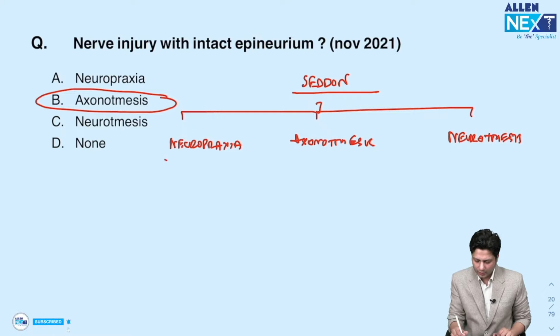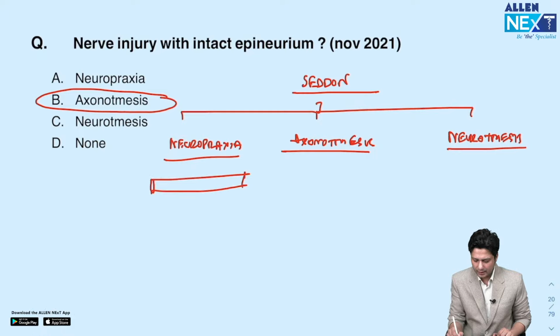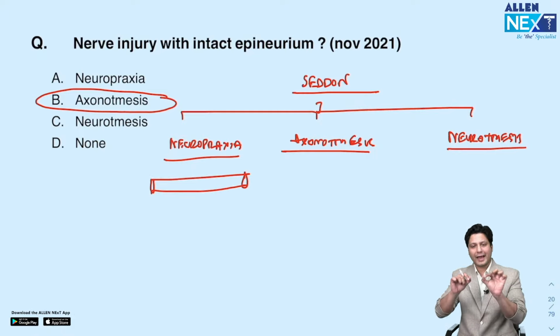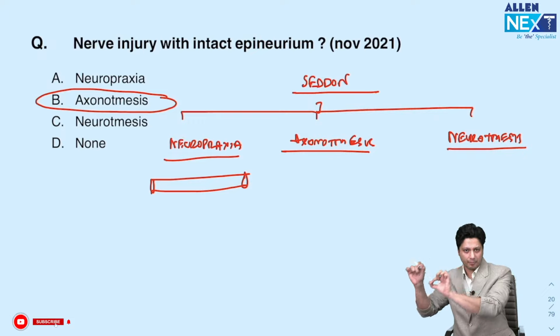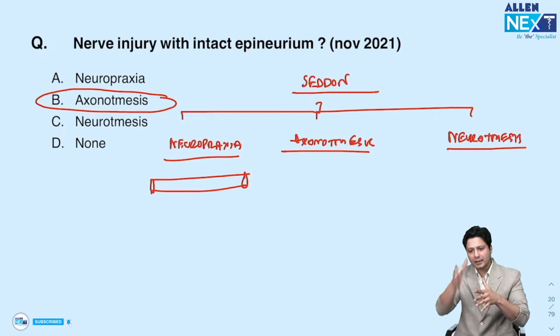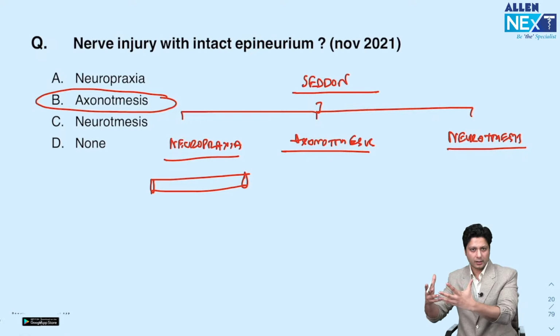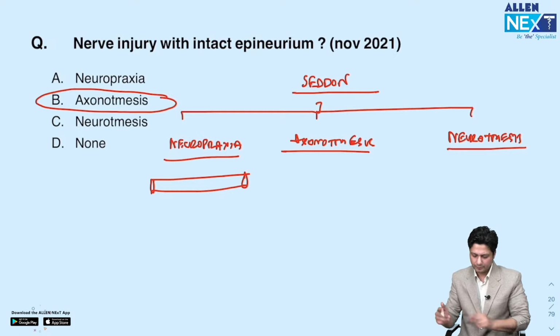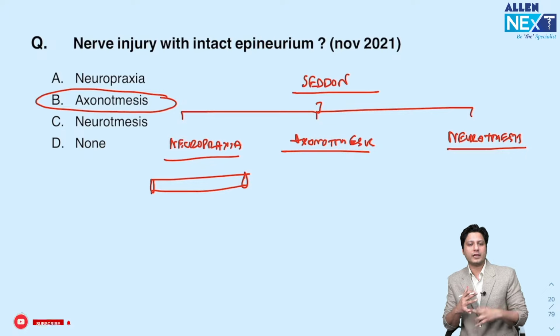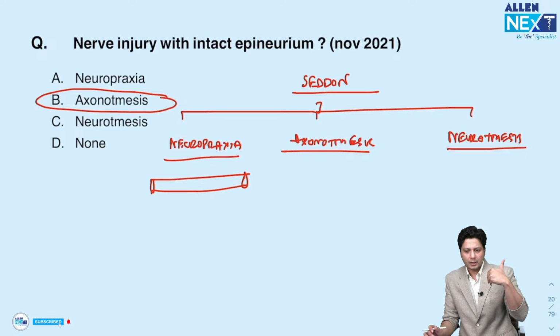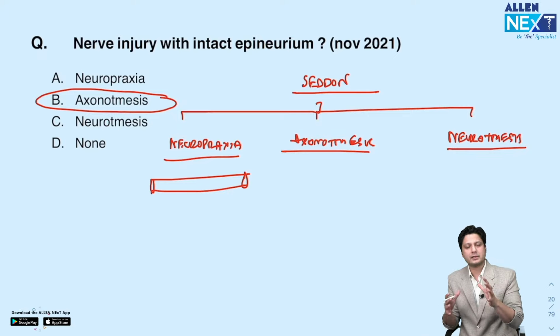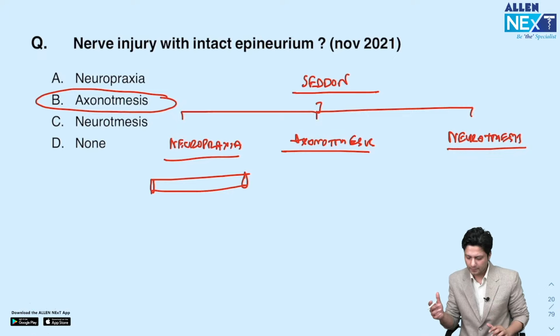You are very well aware of the fact that neuropraxia is when the nerve has stopped conducting its nerve impulses, but there is no anatomical integrity which is broken. That means there is no anatomical injury to the nerve. That is neuropraxic injury to the nerve. And you are already aware of the examples like Saturday night palsy, the axillary crutch palsy, tourniquet palsy. These are the common examples associated with it.